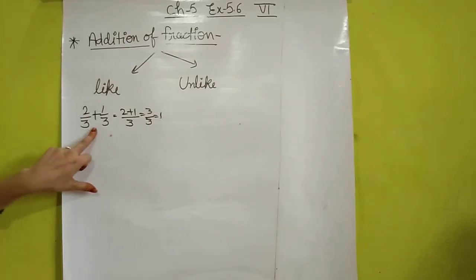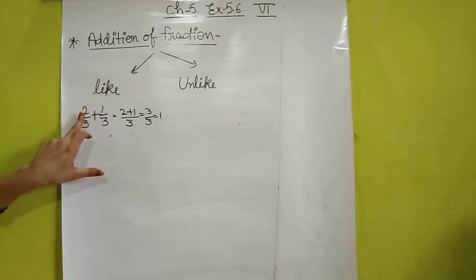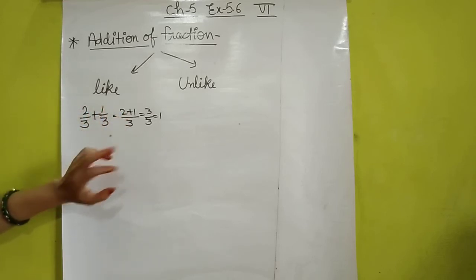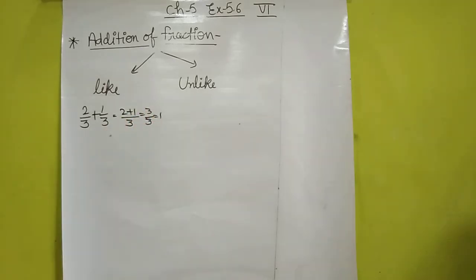When denominators are same, what will you do? You will take LCM and LCM will be same. Okay students, so no need to do too much calculation. Now 2 plus 1 as it is will come. Now 2 plus 1 is 3, and downside 3, it will be 1.